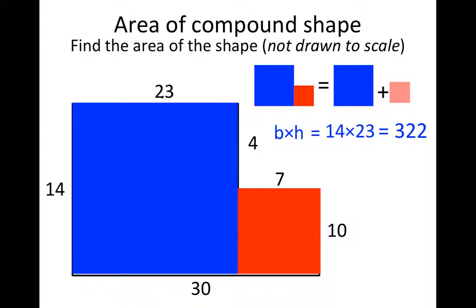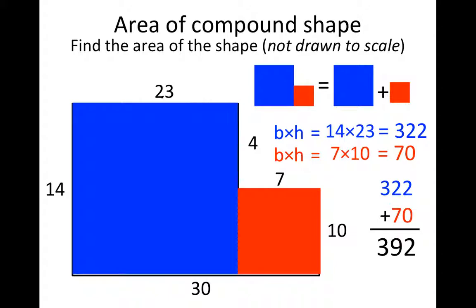Now we'll add the red piece, which again is base times height. Substitute in my values, 7 and 10. 7 times 10 is 70. So now I simply have to add the two up. 322 plus 70 equals 392. So the area of this compound shape is 392.